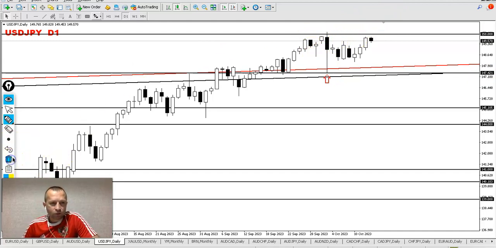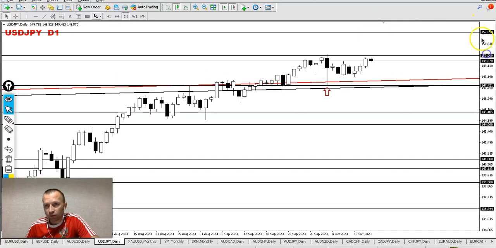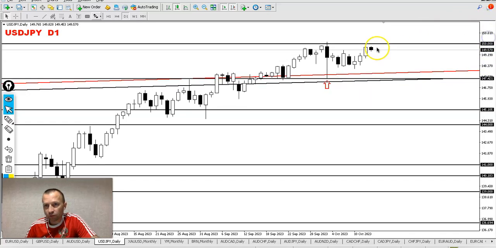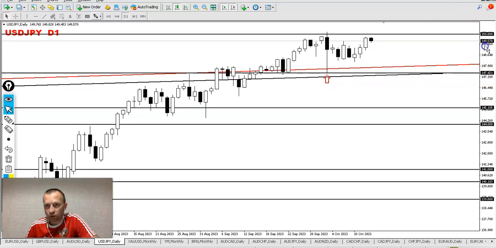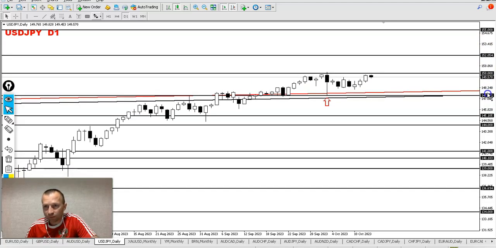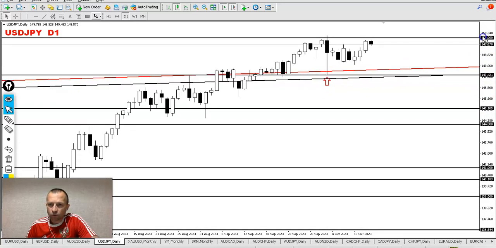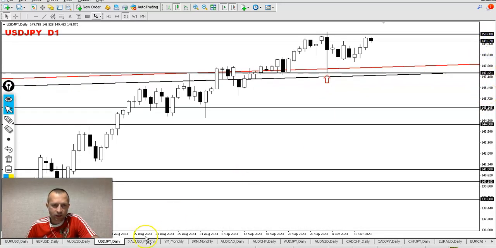And what I see from a technical point of view, we're gonna see a breakthrough of this level 150. Once we break it, it opens up the doors for 152, meaning 200 pips is still potential to the upside, at least for the coming weeks. And the next target 155. A lot of room to the upside still.